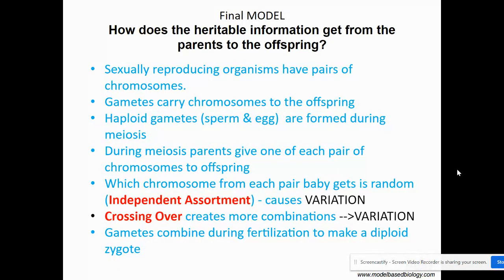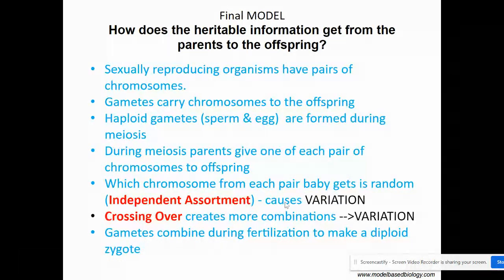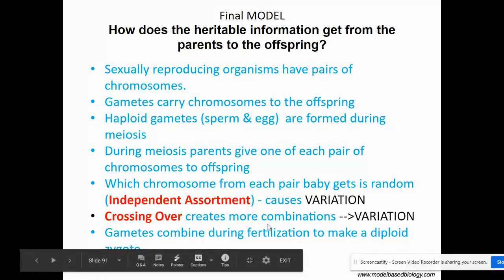Sexually reproducing organisms have pairs of chromosomes. The gametes carry chromosomes to the offspring. Haploid gametes, the sperm and egg, are formed during meiosis. During meiosis, parents give one of each pair of chromosomes to offspring. Which chromosome for each pair the baby gets is random. This is called independent assortment and causes variation. Crossing over creates more combinations, which results in variation. Gametes combine during fertilization to make a diploid zygote.